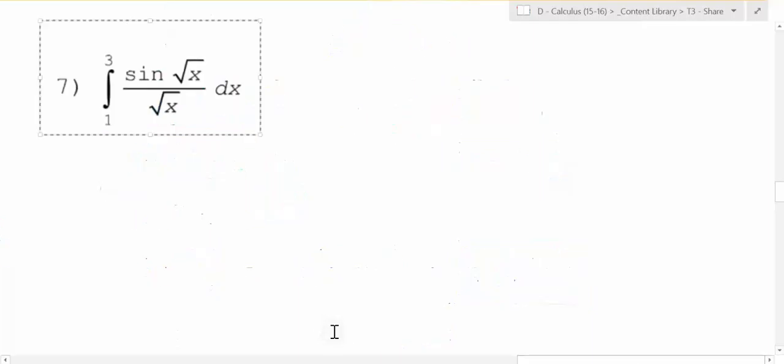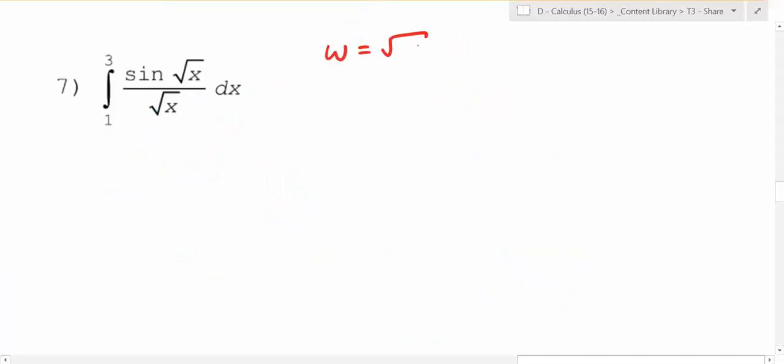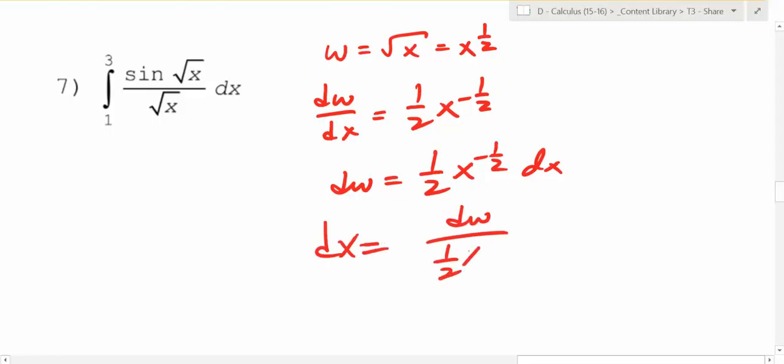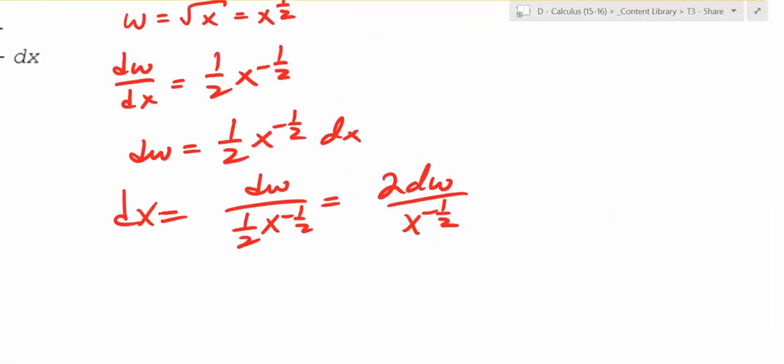Yep. Do this out like this, and we say w is equal to the square root of x, which is x to the what? 1/2. What does dw dx equal? Not a rhetorical question. 1/2 x to the negative 1/2, right. So dw is equal to 1/2 x to the negative 1/2 dx, like this. So what does dx equal? dw over 1/2 x to the negative 1/2, which is the same thing as 2 dw over x to the negative 1/2, correct? We can simplify that further, though.